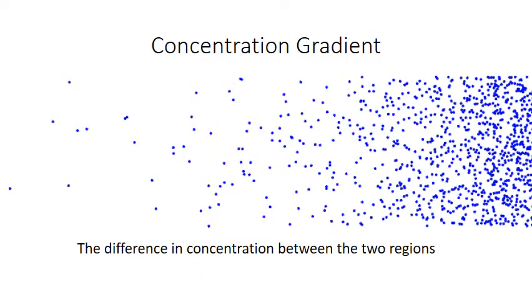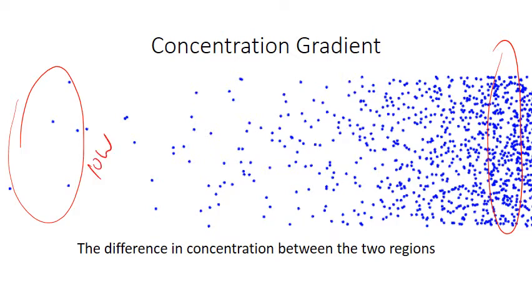The other thing that influences how these things move is concentration gradient. So on the left-hand side here, you'll notice that we don't really have too many of these blue dots, and we've got a whole heap on the right-hand side. And if you look at what I've circled, there's a lot less blue dots on the left compared to the right. So we would say that the left-hand side is at a low concentration and the right-hand side is at a high concentration.